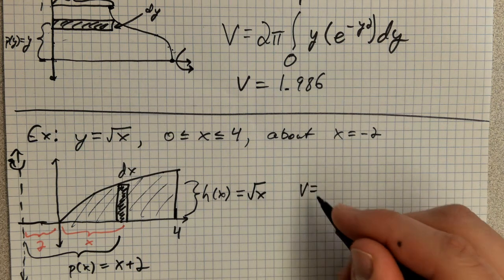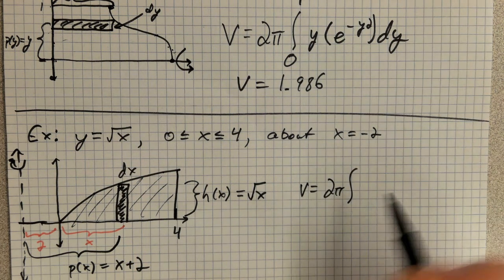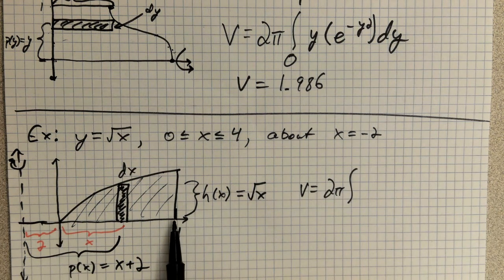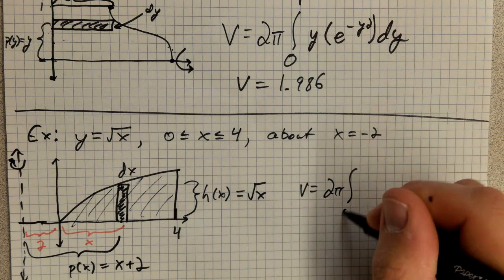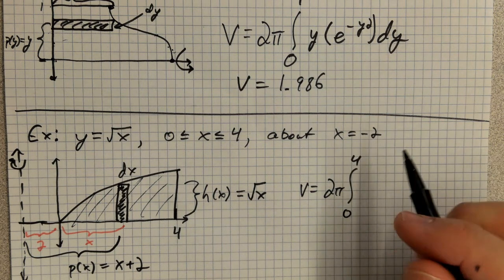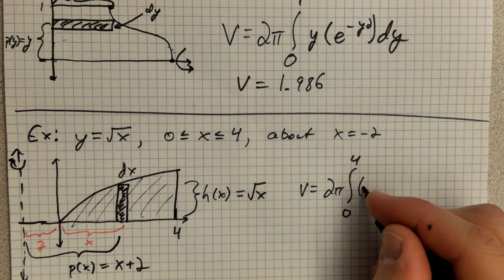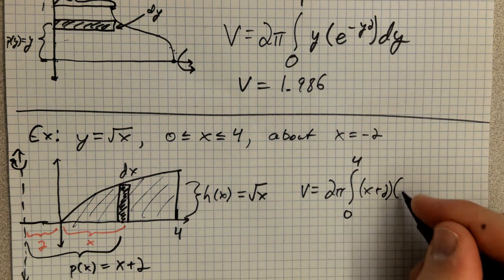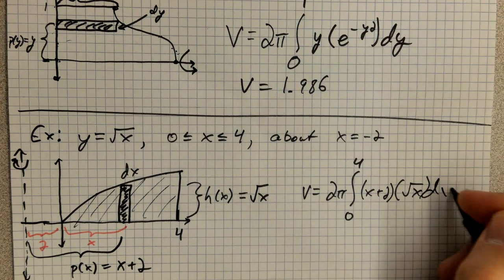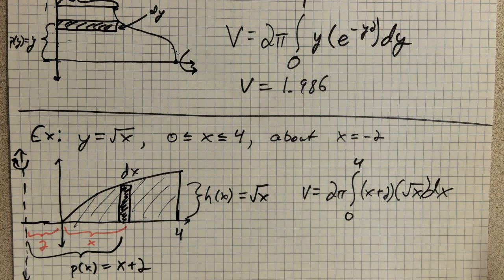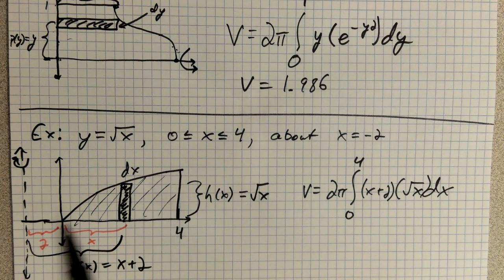So our formula for volume then is 2 pi. We're going along the x-axis for our bounds, so from 0 to 4. And then we're going to go p of x, which is x plus 2, times square root of x, all with respect to x. Right? And I didn't write down the answer for that, but the setup is the most important piece. Okay, so moving the axis of revolution around will just change the p of x.